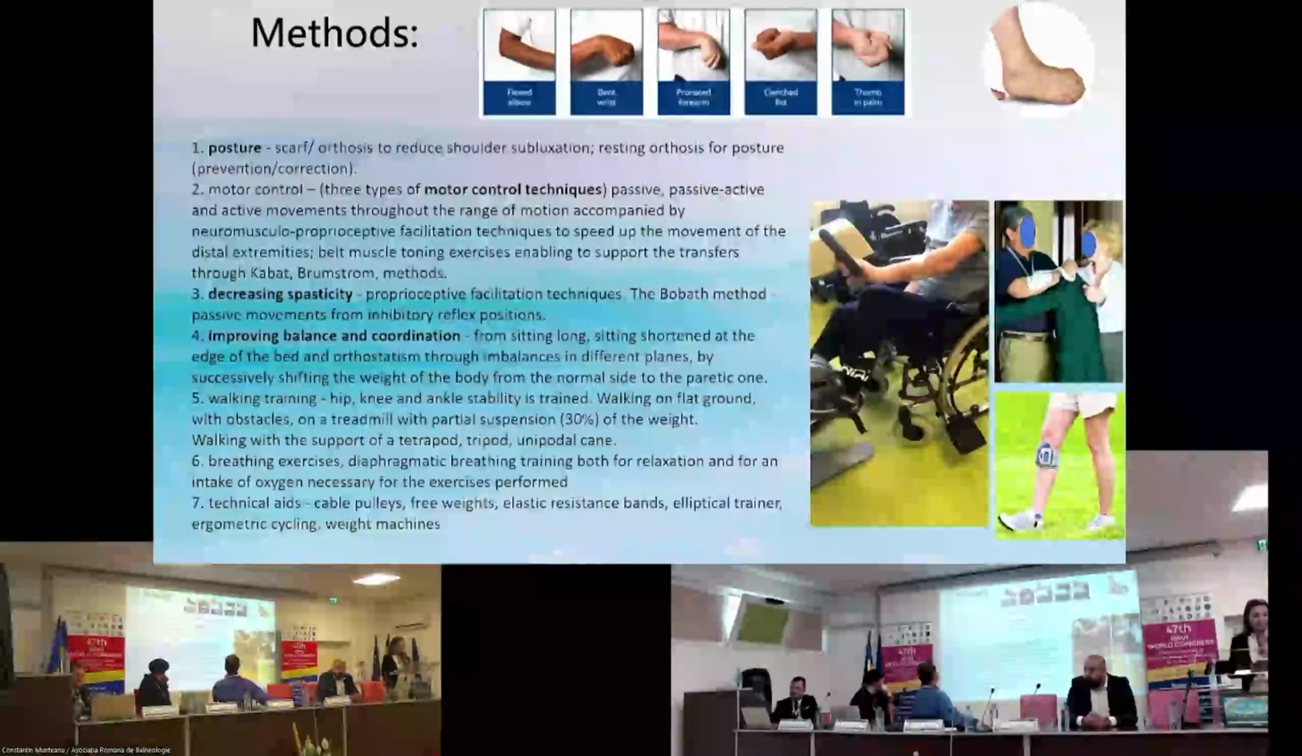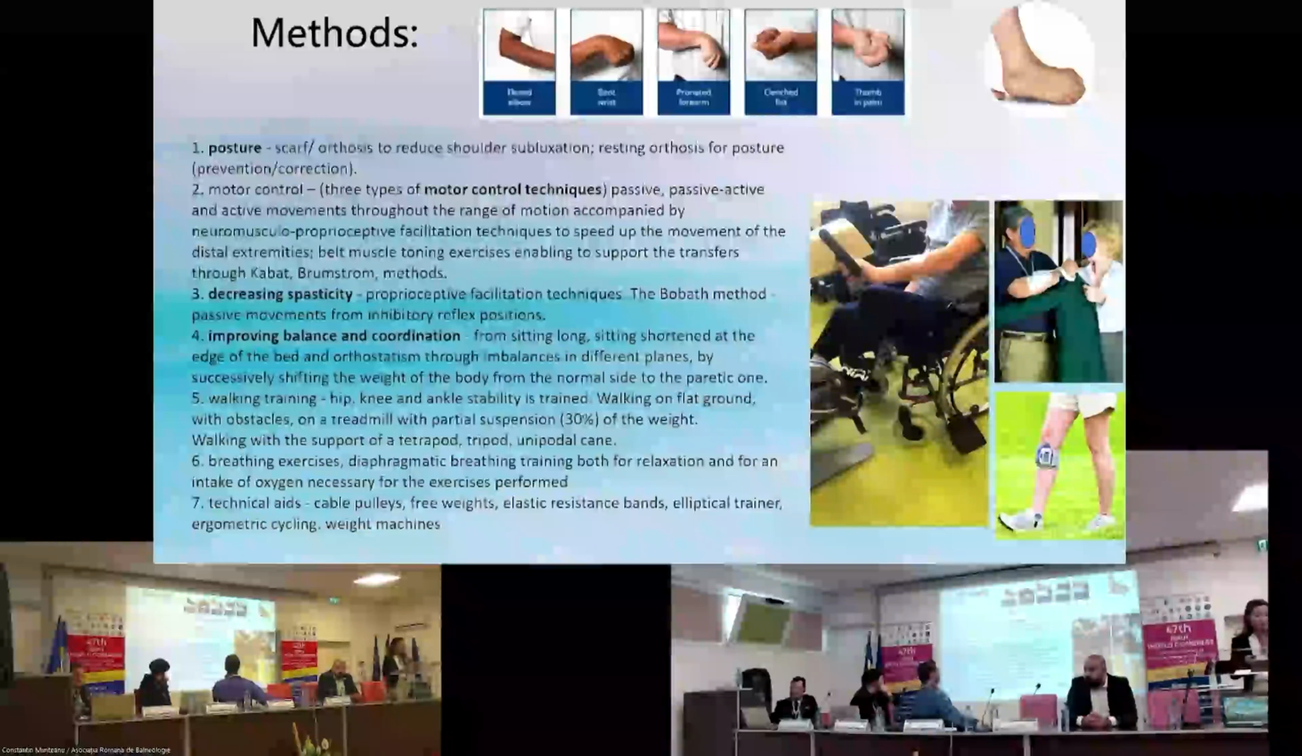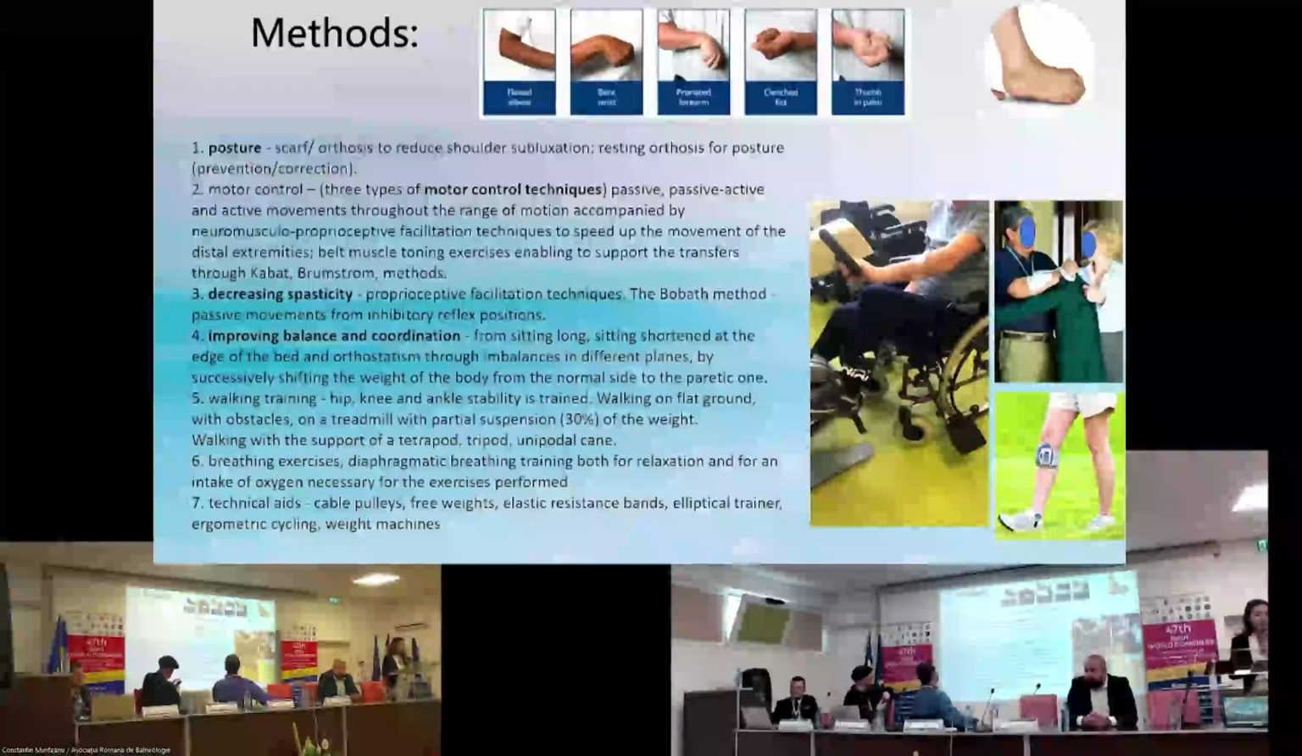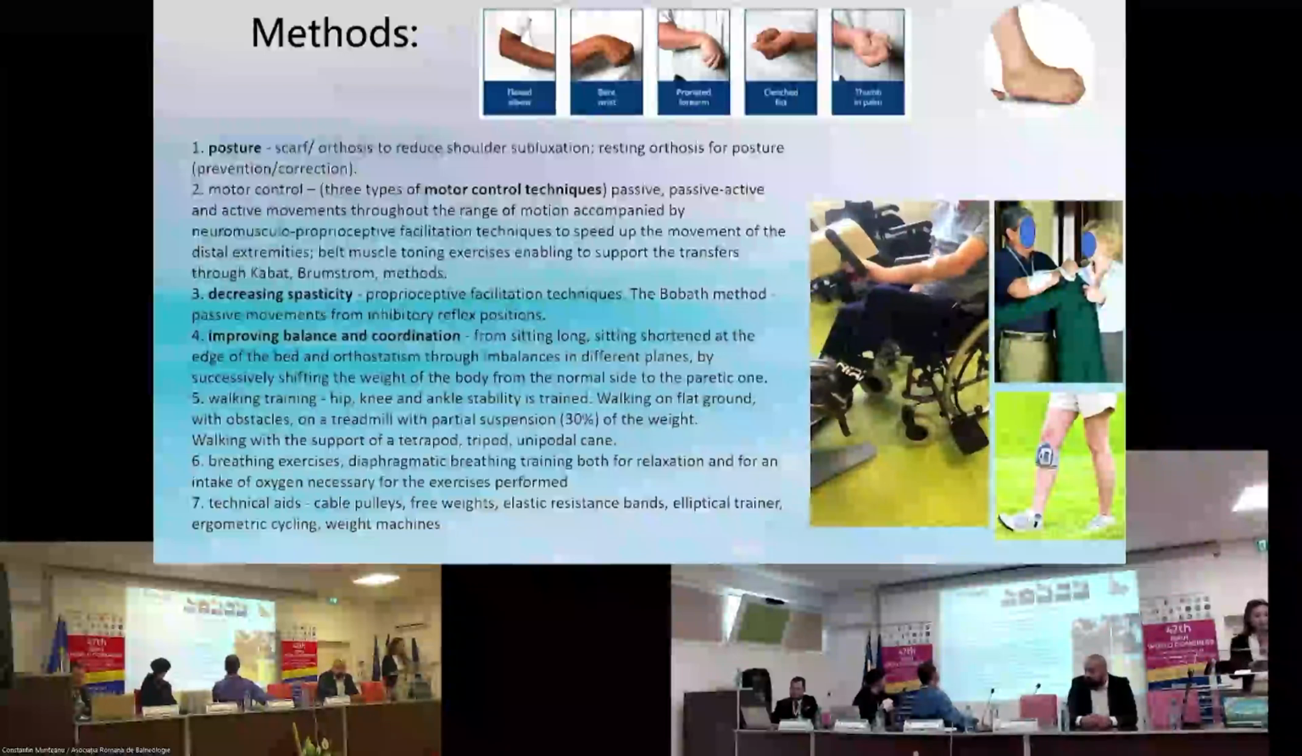We use a lot of methods, starting from posture, motor control techniques, the Bobath method for decreasing spasticity, improving balance and coordination from sitting down, sitting short and at the edge of the bed, and also setting through imbalances in different planes by successively shifting the weight of the body from the normal side to the paretic one. We use walking training, breathing exercises with or without technical aids.